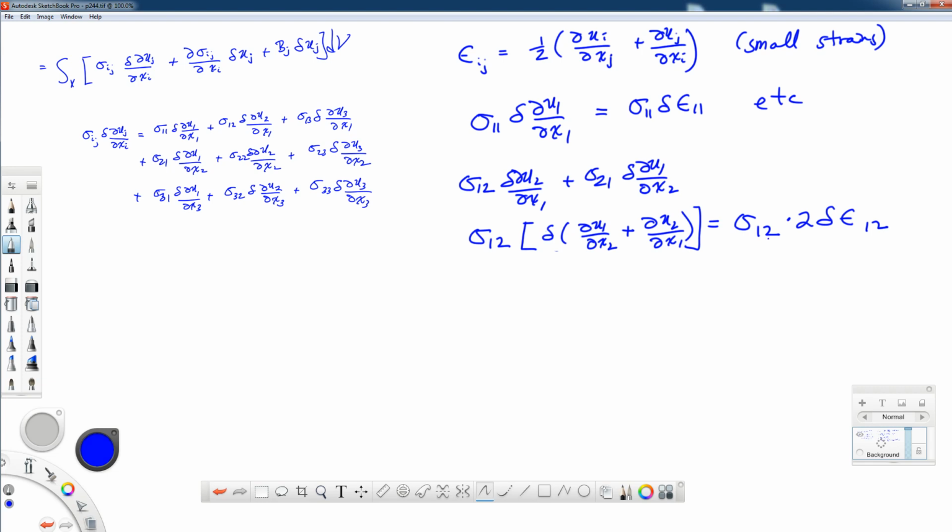Now, if we wanted to, we could rewrite this slightly differently as well. We could say it's sigma 1,2 times the variation in epsilon 1,2 plus sigma 2,1 times the variation in epsilon 2,1.